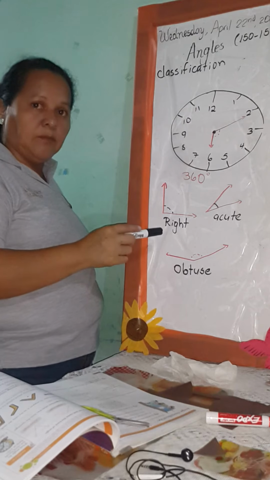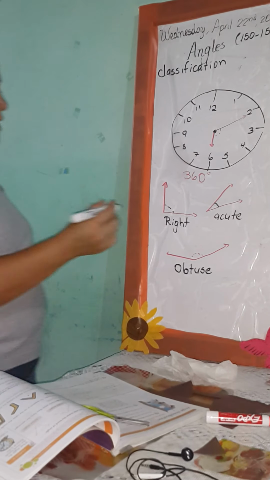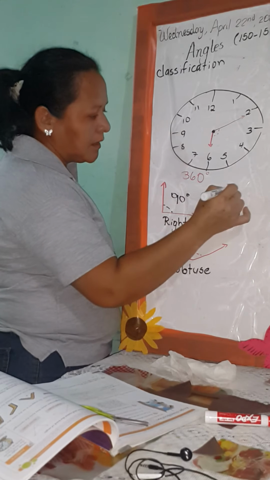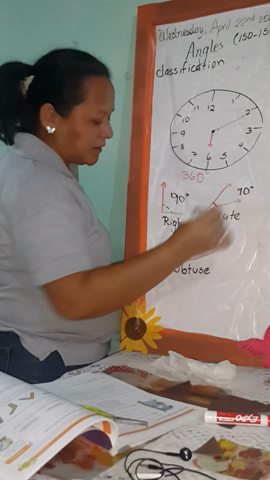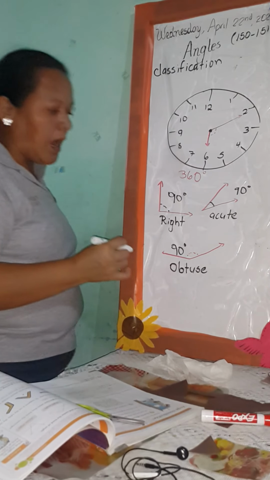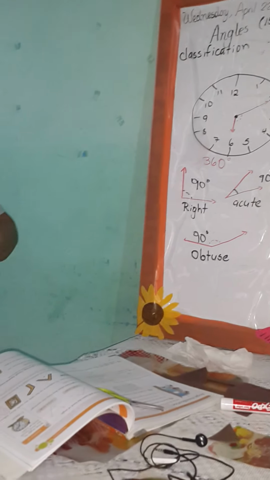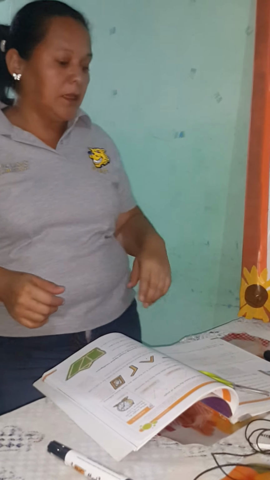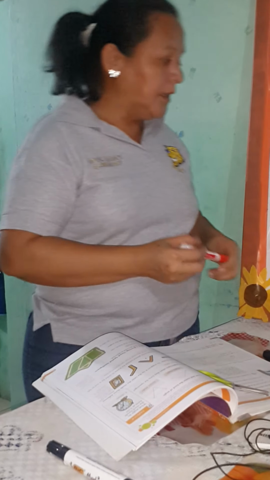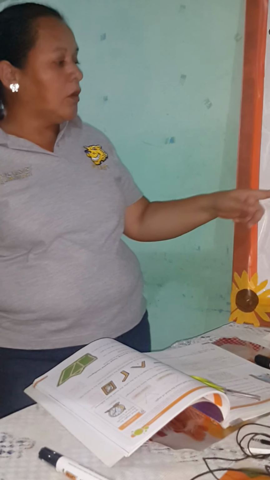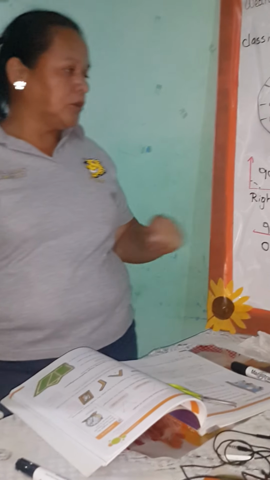How much is the measure of each one? Okay, each one has 90 degrees. How can you measure that? Well, there is an instrument, a protractor, that can help us measure the degrees of each angle. So let's repeat one more time. We have right angle, acute angle, obtuse angle.